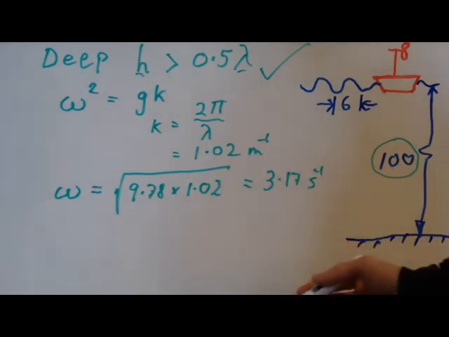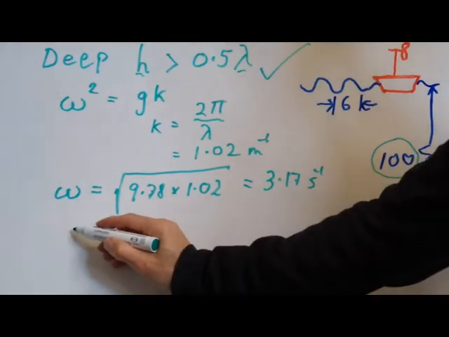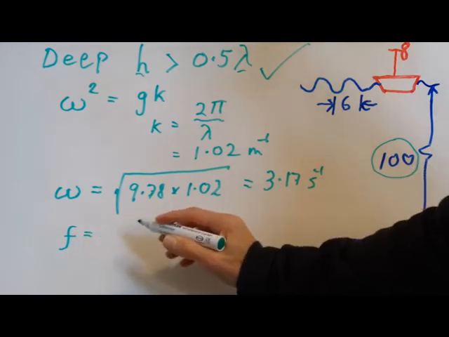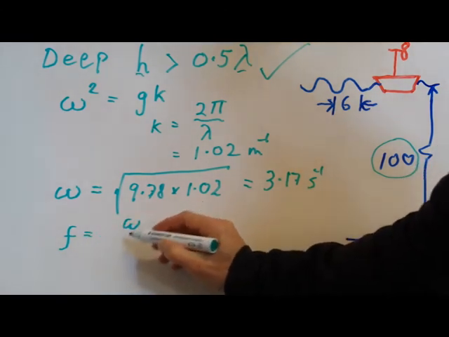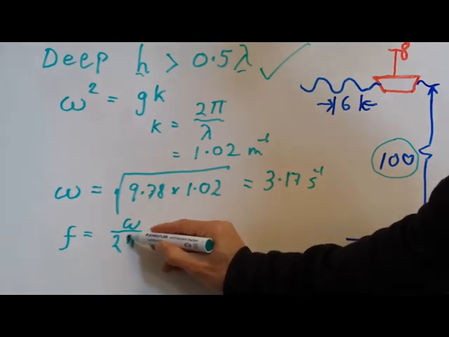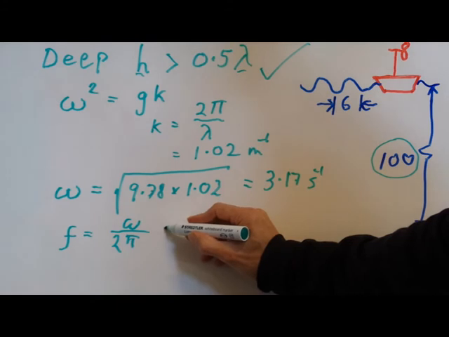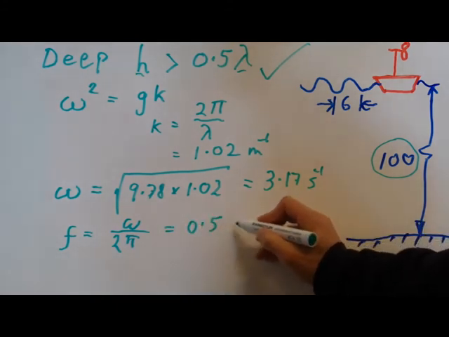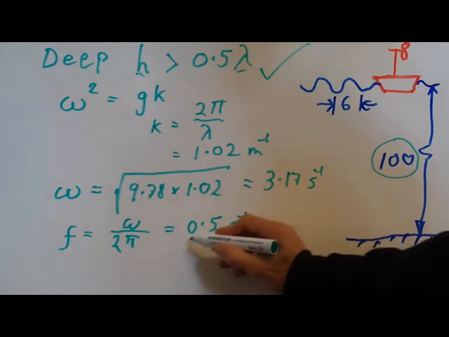So now we can easily work out the frequency in hertz, which is what engineers are most used to. The frequency would be the radian frequency divided by 2 pi. And that turns out to be about 0.5 hertz. 0.5 hertz is the answer.